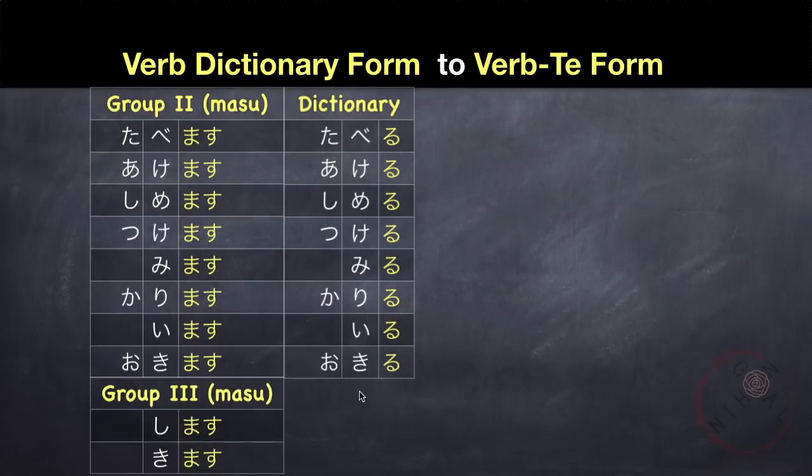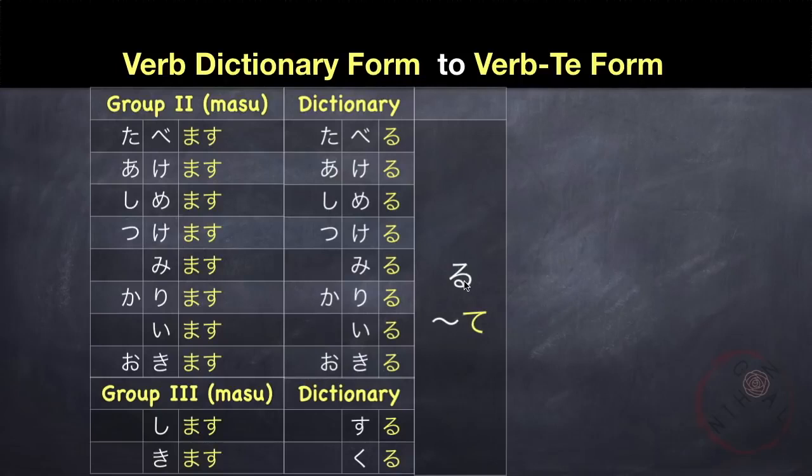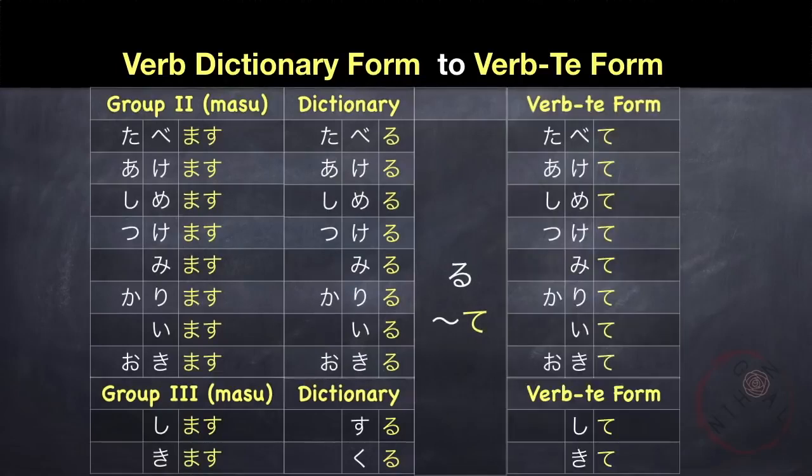For the third group, shimasu and kimasu, their dictionary form is suru for shimasu, and for kimasu it's kuru. Now, to change this to our te form, all we have to do is change ru to te. Just like so. Okay, so I highly recommend that you start familiarizing yourself with the dictionary form of the verbs that we've learned so far, because we will be using them in future lessons.